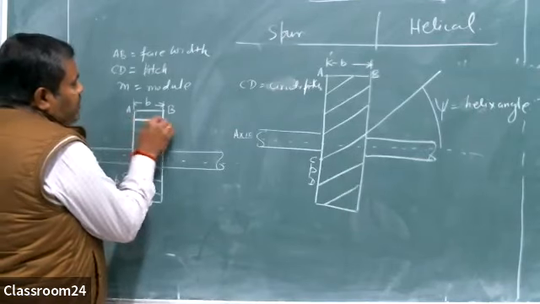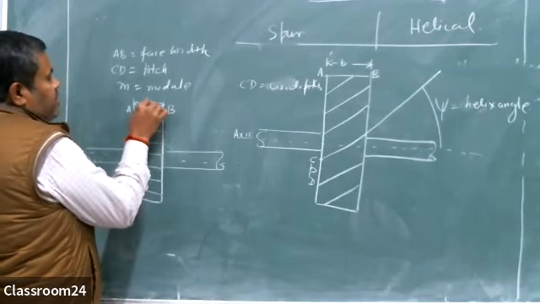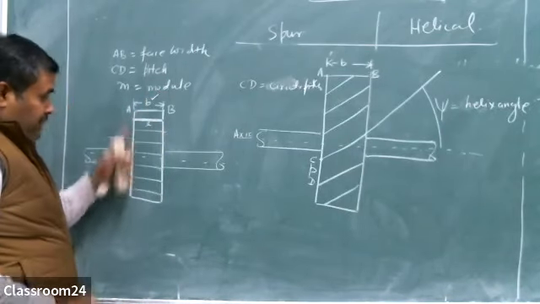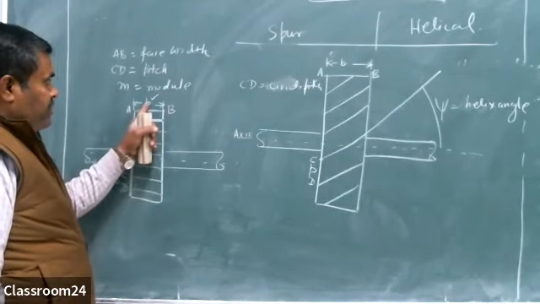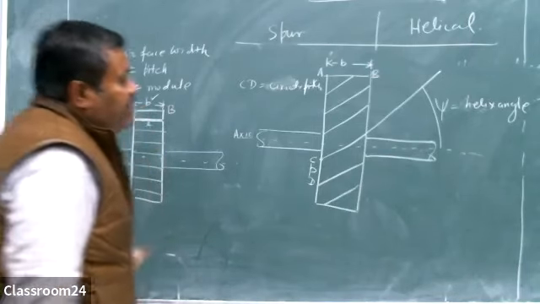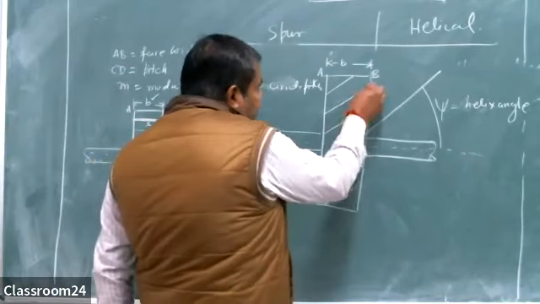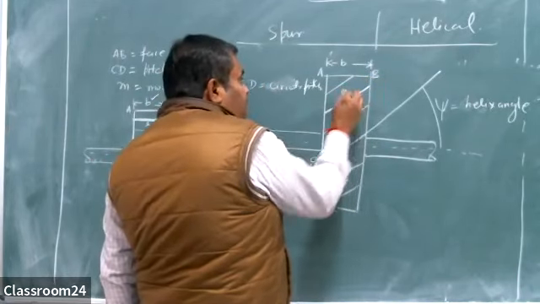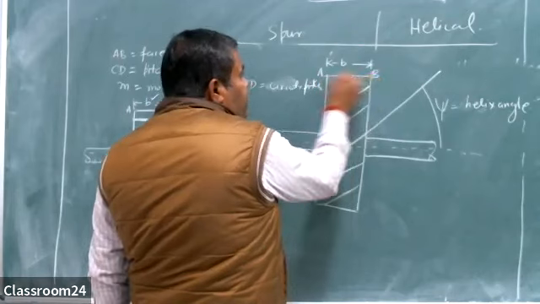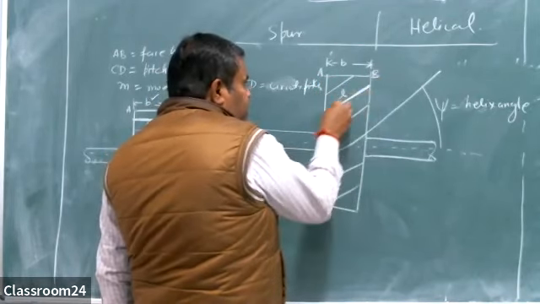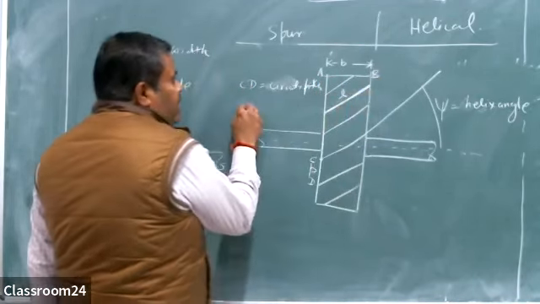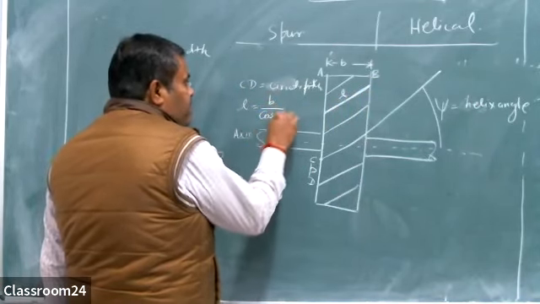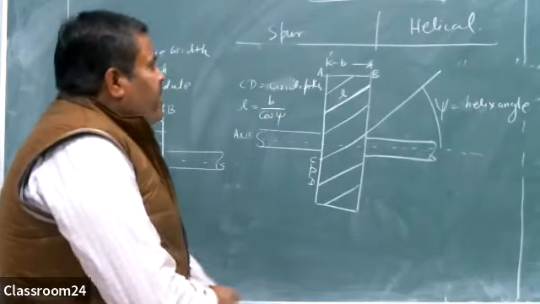But here the width or the length of the teeth, let me say L, is equal to the face width in the spur gear because they are parallel. But in this case, the length of the teeth is not parallel to the face width. So you can say L will be given by b divided by cos psi.